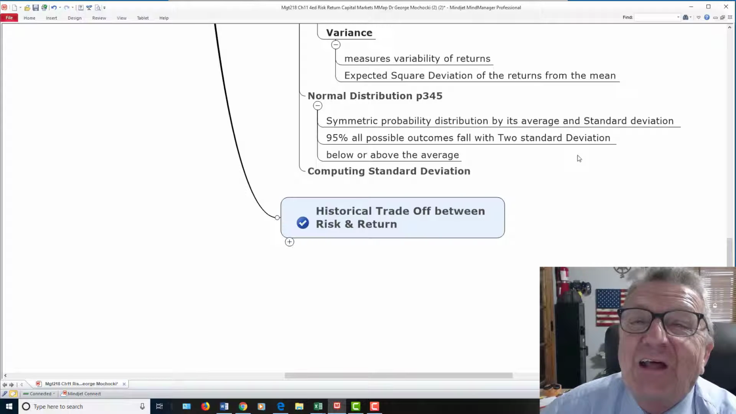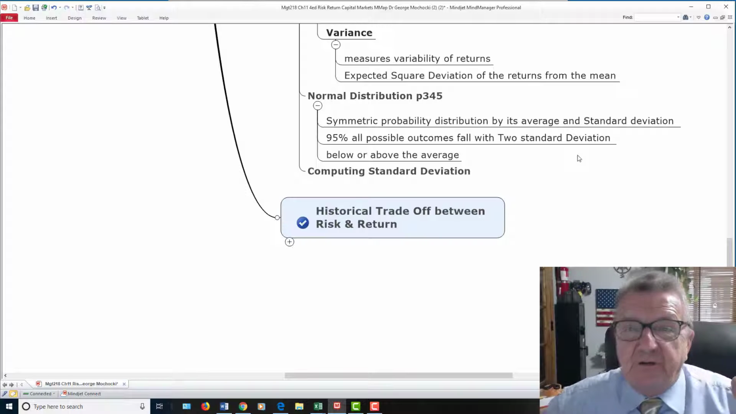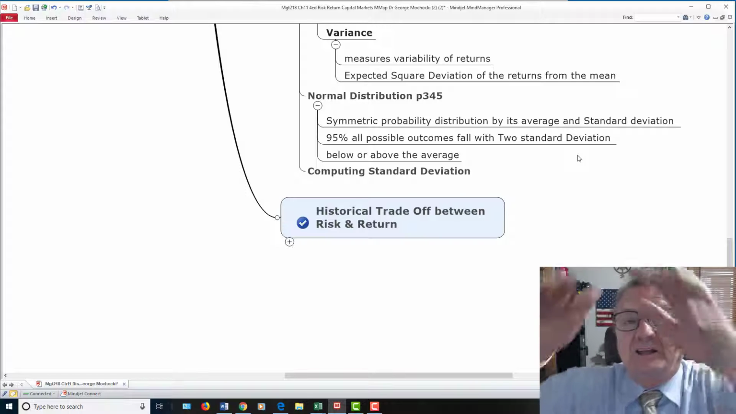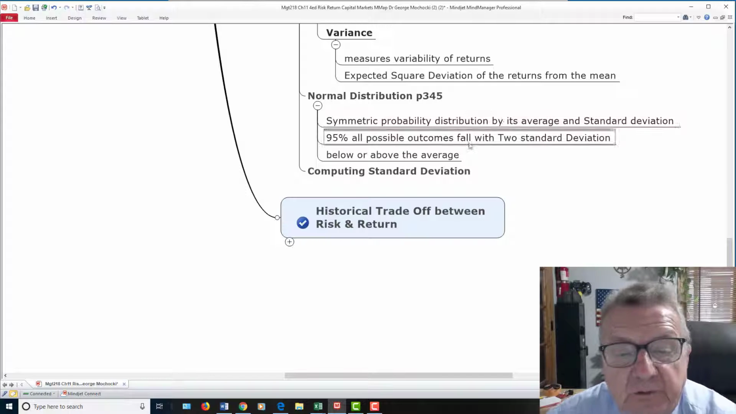I'm not getting into that. I just want you to understand. But on an average distribution, you've got somebody low, somebody high, and an average. Here's where a majority of stocks will fall in. Okay, and then computing the standard deviation.